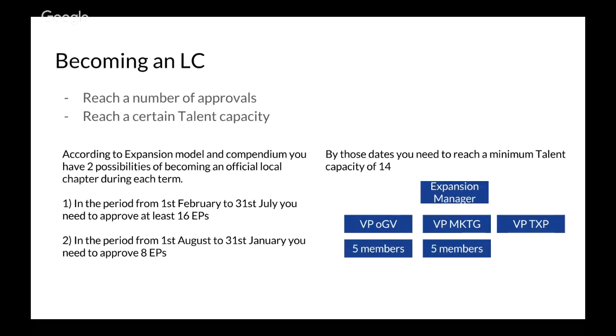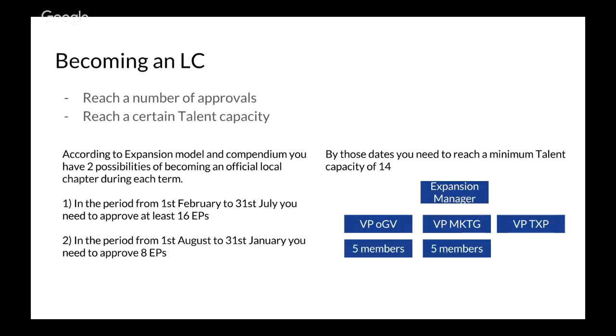The first period we can say is the first semester. From the 1st of February to the 31st of July, you need to approve at least 16 EPs. Then you can check the correlation with the OD model. So why is it exactly 16 and not a different number? Because it's also in our OD model, like for a startup ELSI.